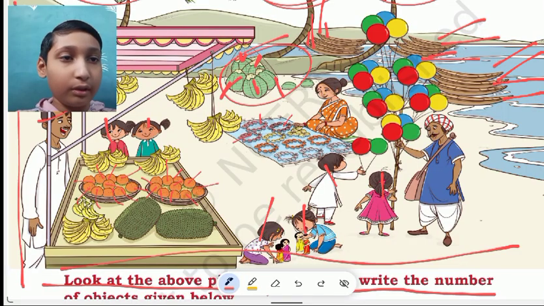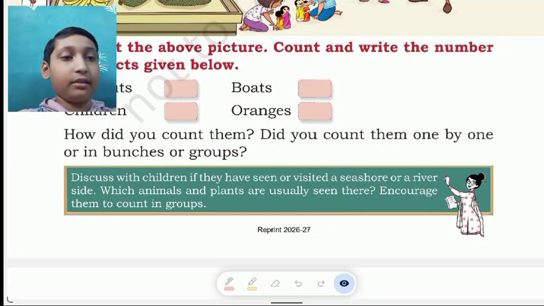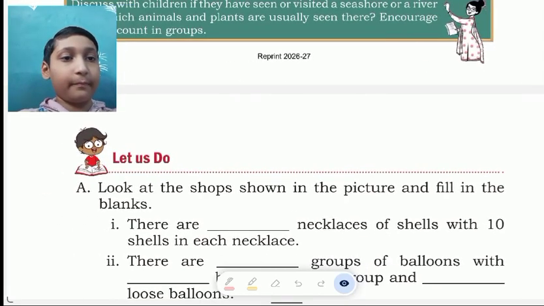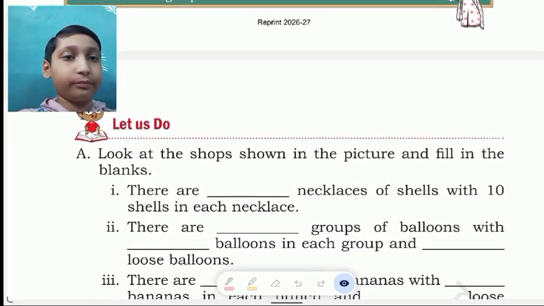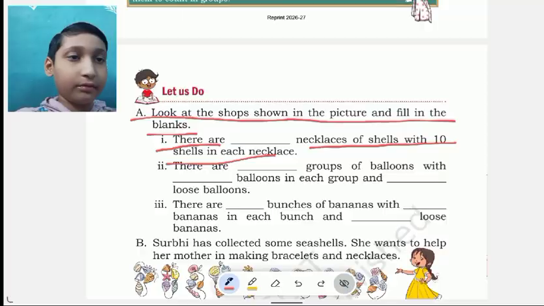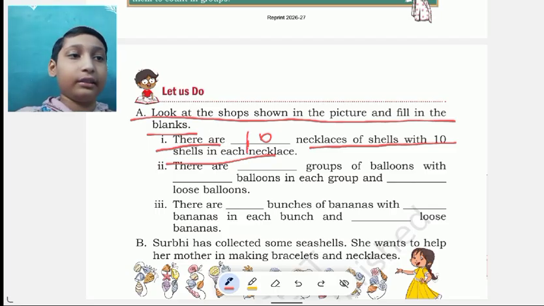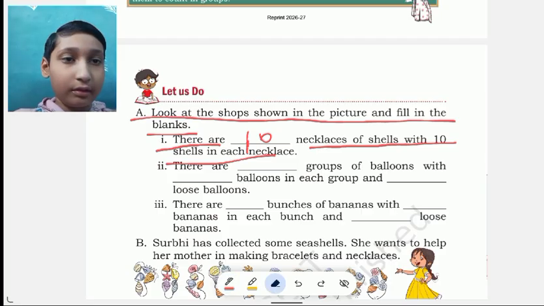There's 1, 2, 3, 4, 5, 6, 7, 8, 9, 10 necklaces. And this won't count because the shopkeeper didn't even make that. So we have to write that as there are 10 necklaces.